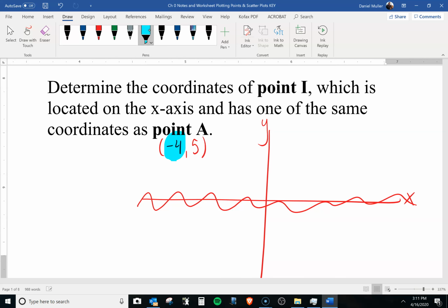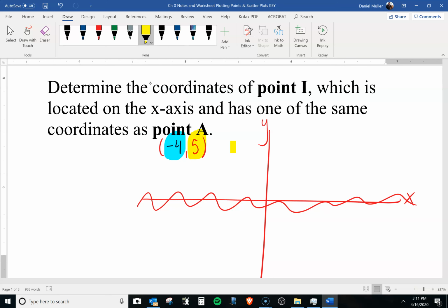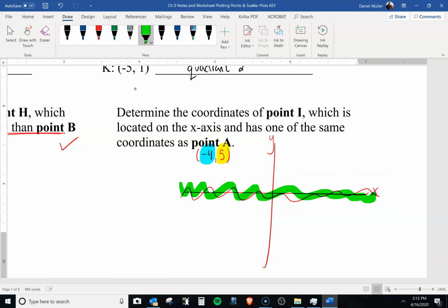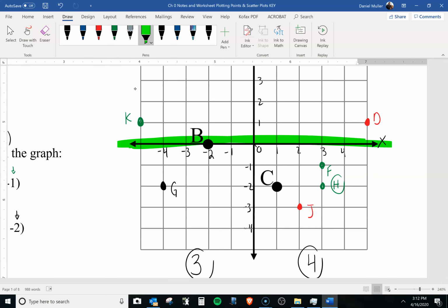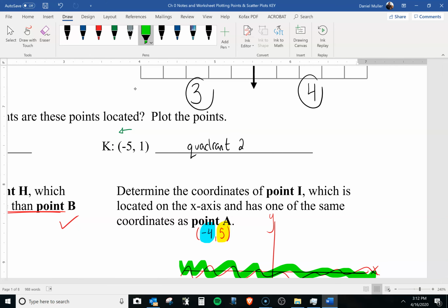So it needs to either have a negative 4 in it, or we need to have a 5. We need to have a 5 in it. So we need to have a negative 4 on the left, or we need to have a positive 5 on the right, and it needs to be along this line. So that's what we're looking for. So I'm going to take a look at my graph here, and it needs to be here somewhere. It has to be on that line, and it needs to either have a negative 4 or a 5.